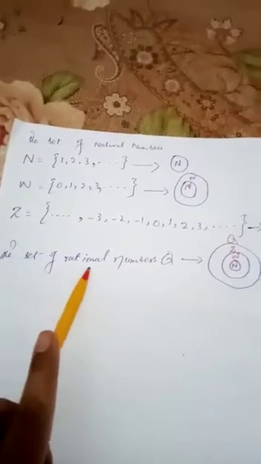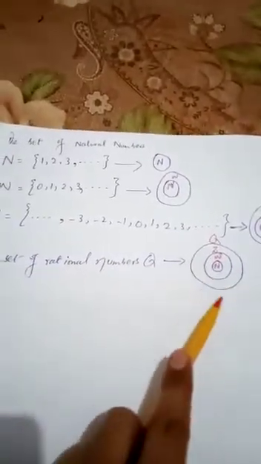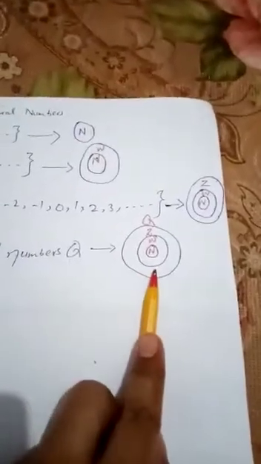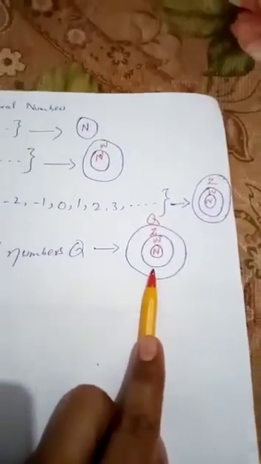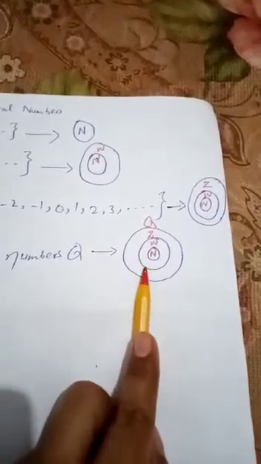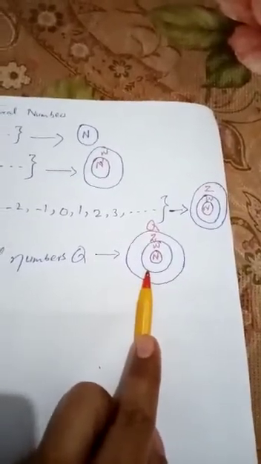It means the set of rational numbers Q is equal to this. It means rational numbers include all the fractions and decimals as well as natural numbers, whole numbers and integers.